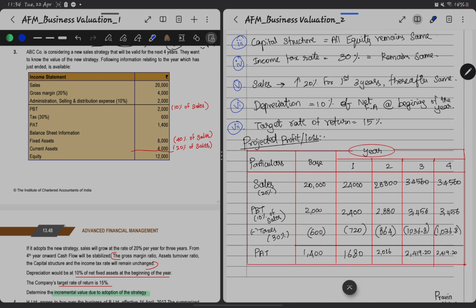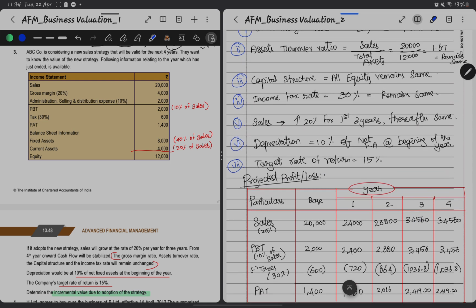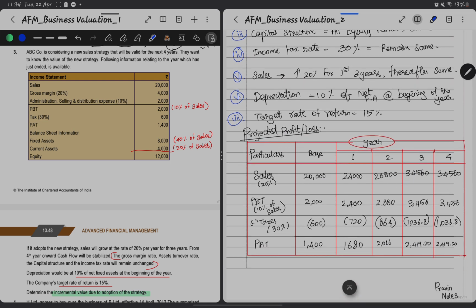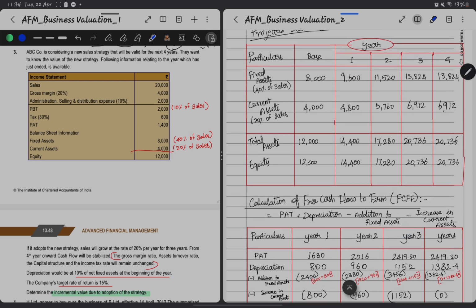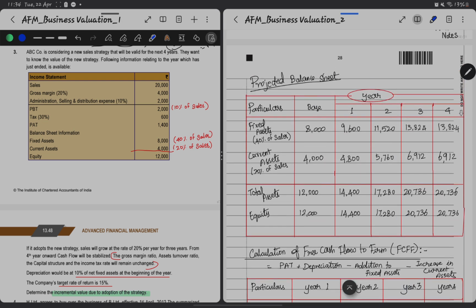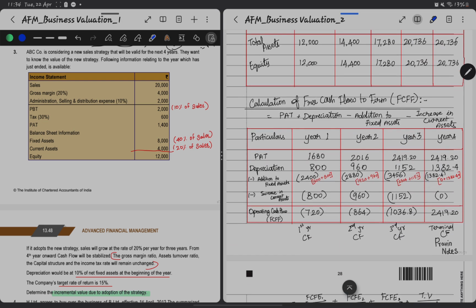Now income tax rate we took the same for all. Then sales percentage also we considered. Now this depreciation we'll check. Okay, now we know the projected balance sheet also is sorted out. Now then we need to calculate the incremental value due to adoption of this strategy. Hence, how will we calculate this incremental value?